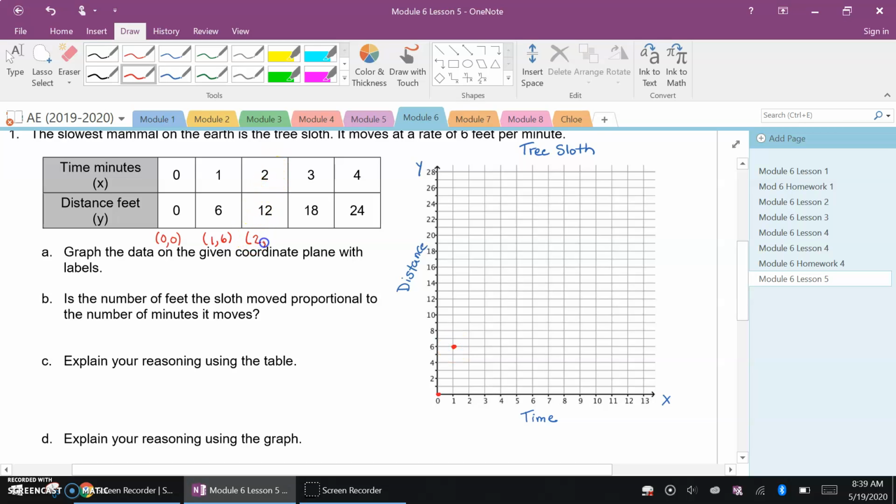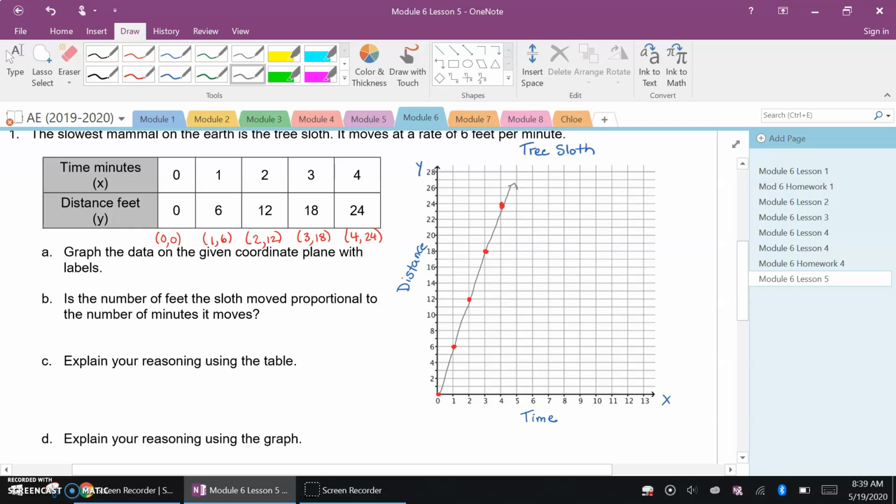Here the X is a 2 and the Y is a 12. So again, starting from the origin, we're going to go over 2 and up 12. Here we've got 3, 18. So we're going to go over 3 and up 18. And then here we have 4 and 24. So we're going to go over 4 and up 24. And then we're going to connect the dots.